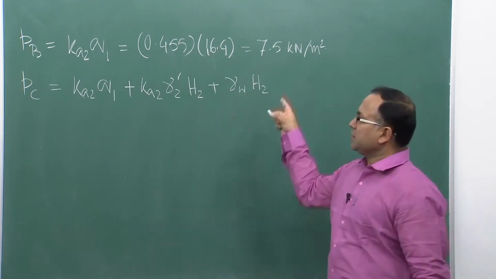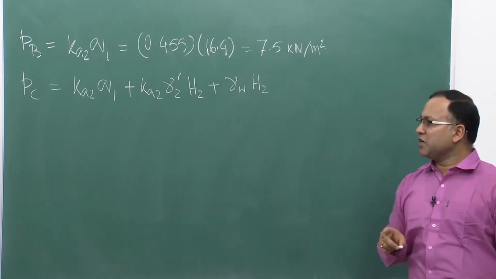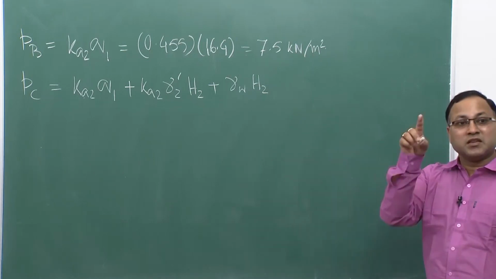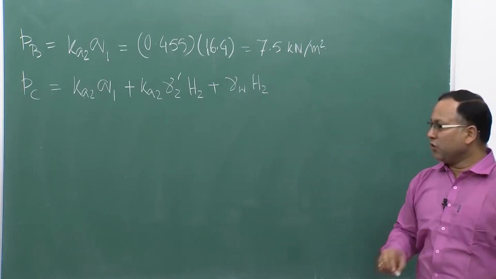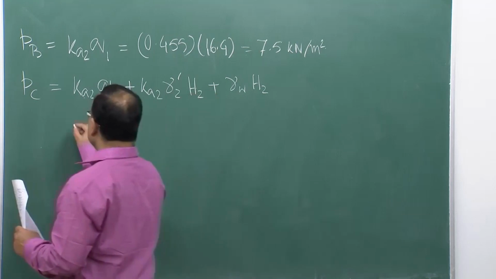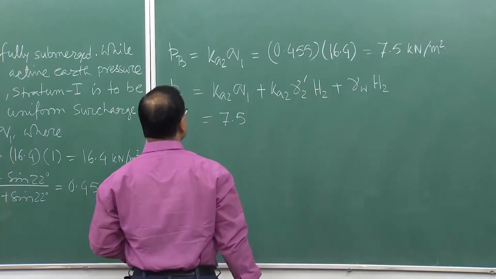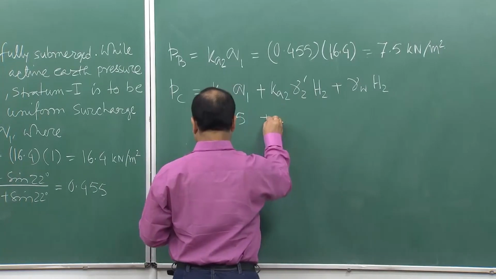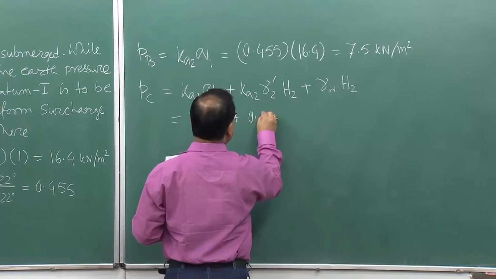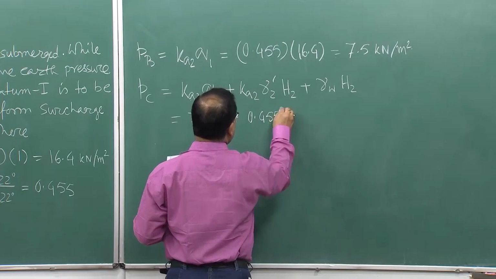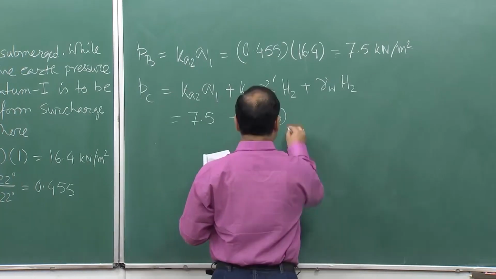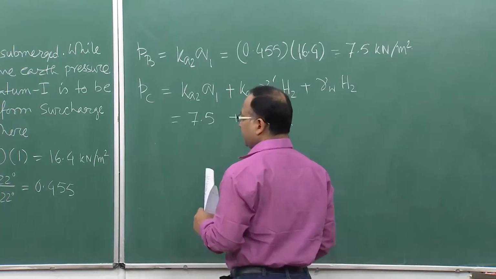So, this is the lateral active earth pressure at point C when you are considering stratum 2 itself. Okay. So, we can calculate this. This is 7.5, already we have calculated, okay, plus Ka2 is 0.455, gamma 2 prime.